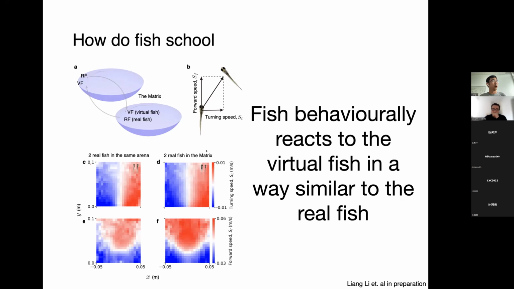And for the virtual fish case, we have two identical virtual reality systems. In one system, we have one real fish and one virtual fish. And the other one is also a real fish and a virtual fish. And in this case, we control the virtual fish completely by a real fish in another system.